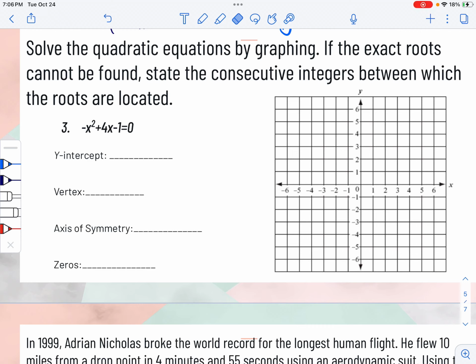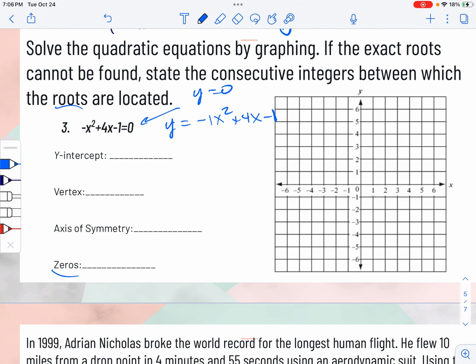It says solve the quadratic equation by graphing. That's what we've been doing. If the exact roots cannot be found, and they're not going to be exact roots, in other words, it's not going to cross at a whole number, state the consecutive integers between which the roots are located. So roots, they're just talking about 0 as your solutions where it crosses the x-axis. I'm going to set y equal to 0, so I'm going to substitute y in there. It's not a big deal, but y equals negative 1x squared plus 4x and then a minus 1.